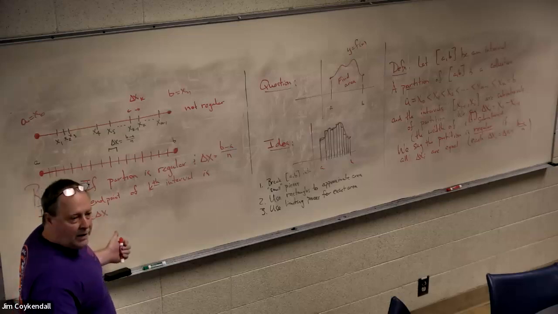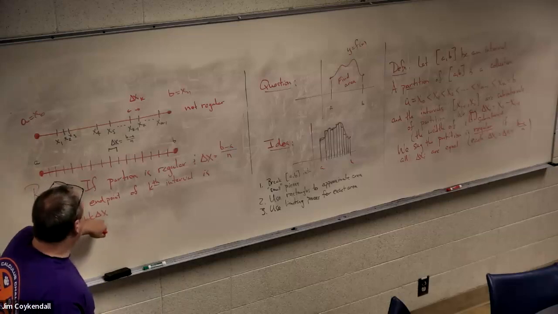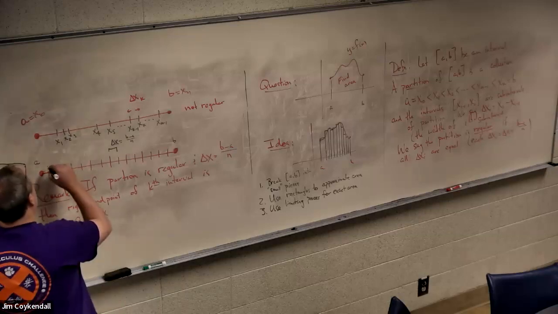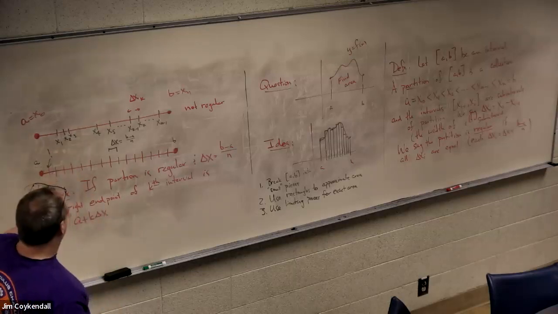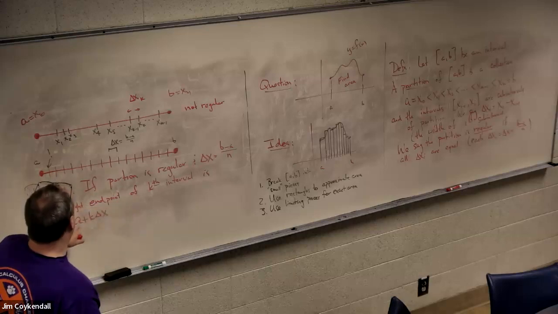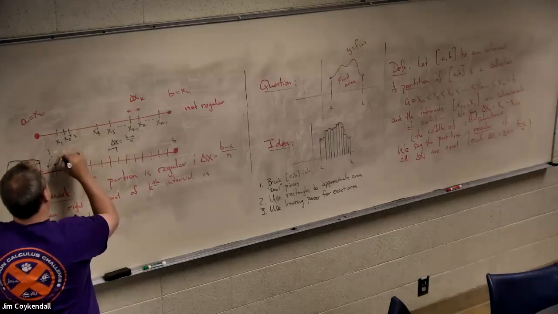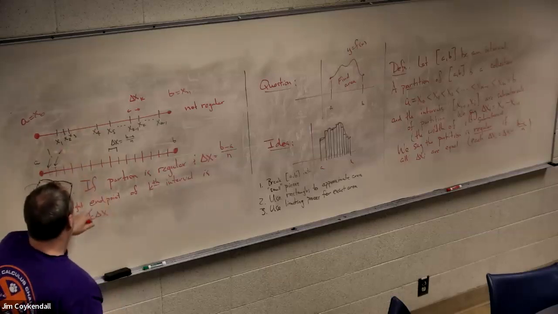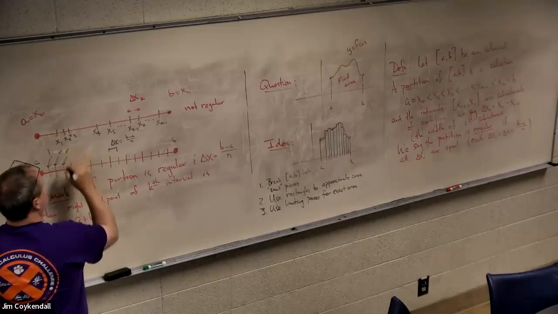So the right endpoint of the first interval, this one, should be a plus one measure of delta x. The right endpoint of the second interval should be a plus two measures of delta x. The third interval, a plus three measures of delta x.